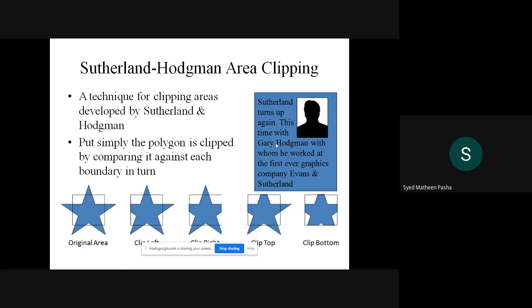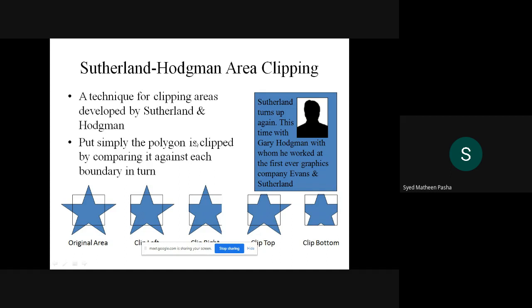He started with polygon clipping, where he got a result with respect to area clipping. His intention was to clip a polygon, but he got a clipped area of that particular polygon. So let's see what area clipping is with respect to this man. Area clipping is a technique for clipping areas developed by Sutherland and Hodgman. That is the technique defined.